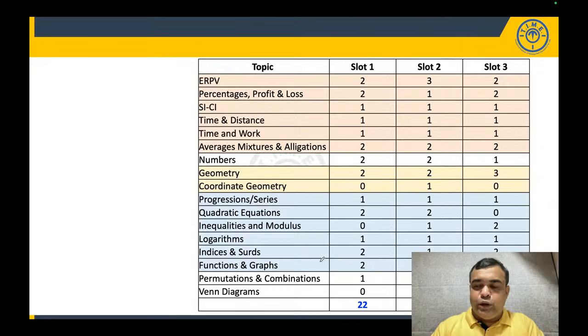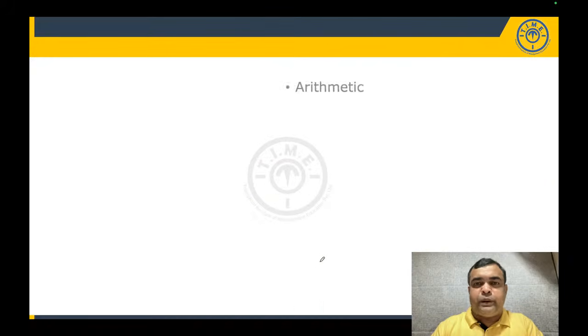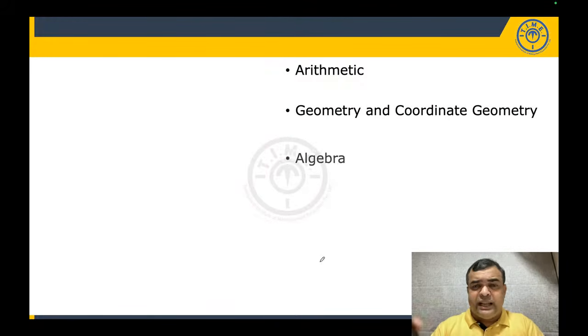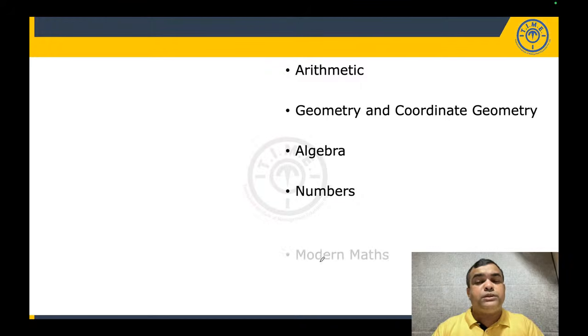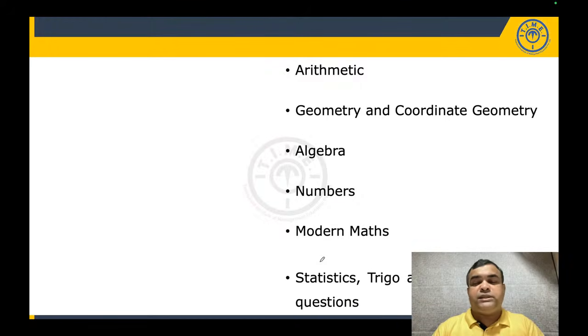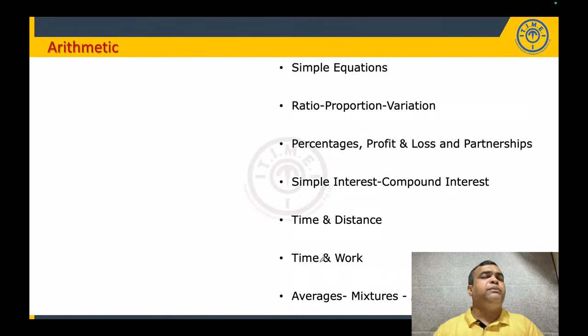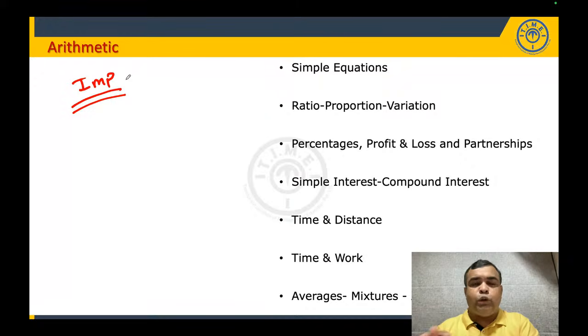Fine. So let me show you my preparation plan. So what are the areas? Arithmetic, geometry, coordinate geometry. This is syllabus I'm giving. Algebra, numbers, modern maths, statistics, trigo, operator based questions. Fine. मैं कौन से सजेस्ट कर रहा हूं एरियाज टू प्रिपेयर? देखो, these are the areas in arithmetic you must do. All the topics in arithmetic important, I'll say. I'll definitely face certain amount of questions, almost 1/3 paper minimum on these areas.